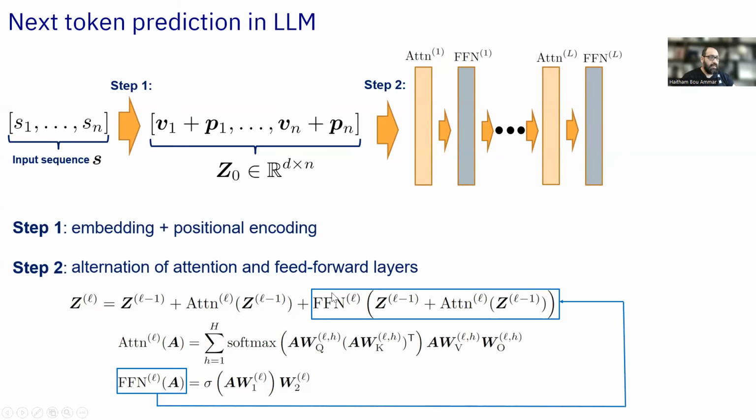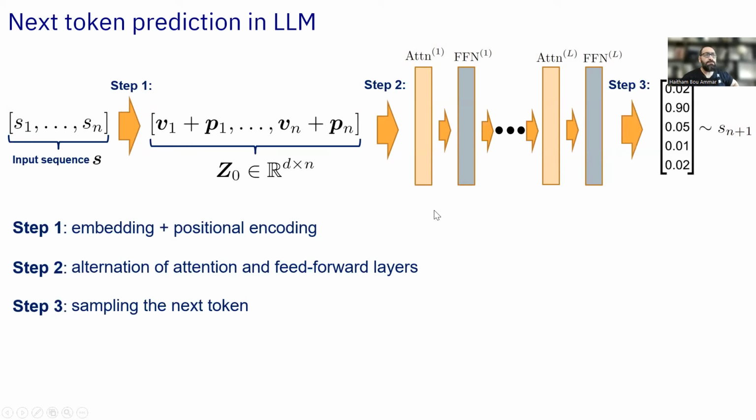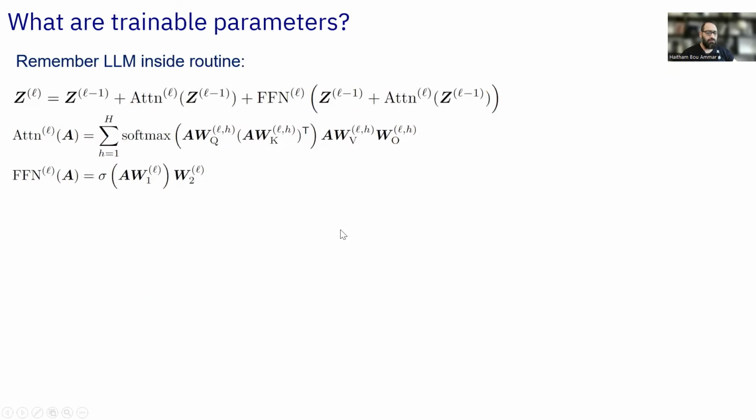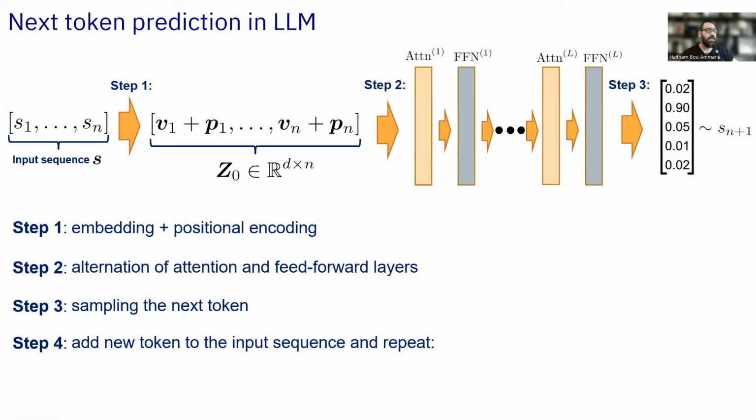So this is the attention. This is the feed forward. We spoke about this. And now, after we've done that, the way this autoregressive operation happens is that on the output of the transformer, you will get a probability vector. And from that probability vector, you will sample the next token, add the next token to the input sequence, and then repeat. So this is how this autoregressive thing works. You start with the sequence, you do the embedding, you alternate the attention and feed forward, as we said with our equations. On the output, you get this probability vector from which you can sample the next token. You add that and then repeat.